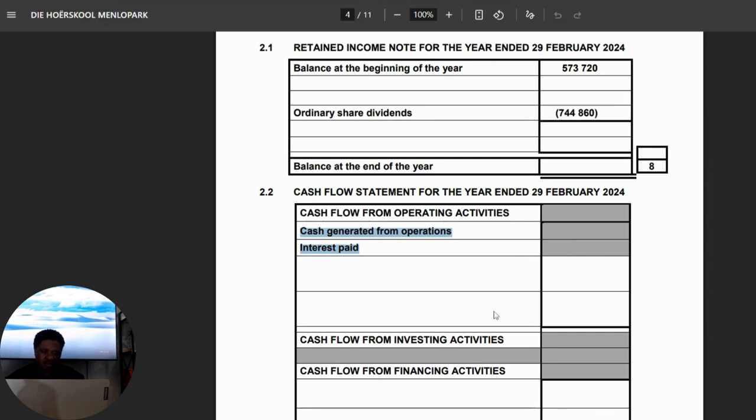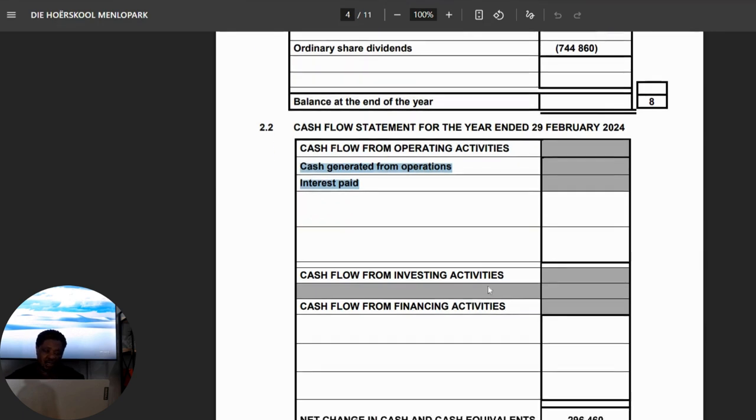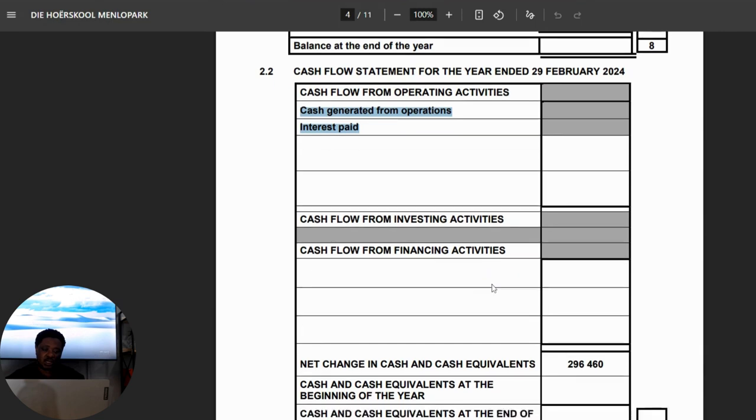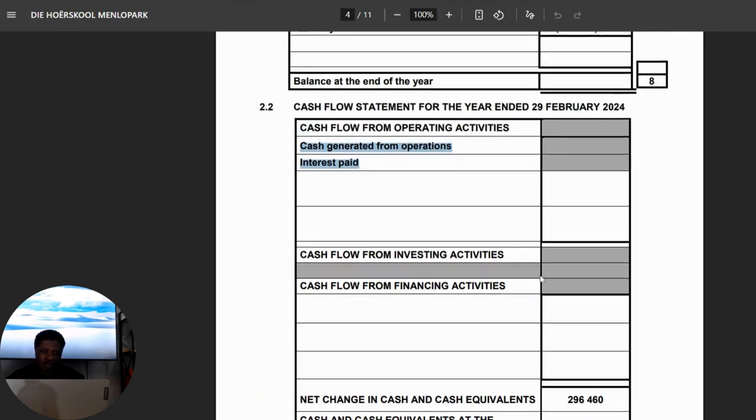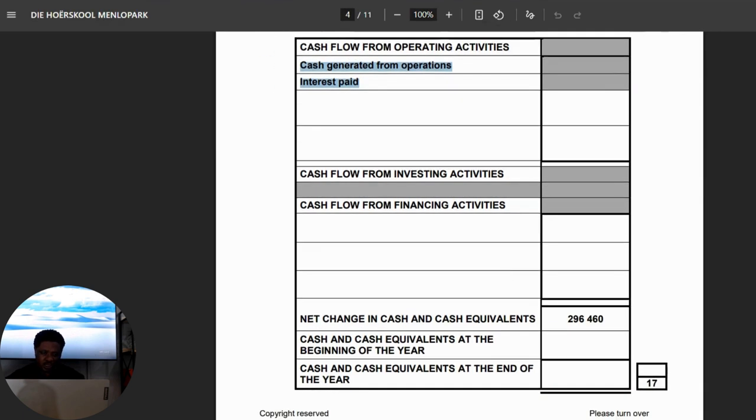Now these ones left in gray means that we don't have to fill in information there, but we're going to fill information on the other ones that are in white, and then we'll see what is possible to complete. But in all these white parts, I expect that we should have amounts, but in the gray amounts, we're just going to leave it as is. All right, and you can see that we were already given the net change in cash and cash equivalents.